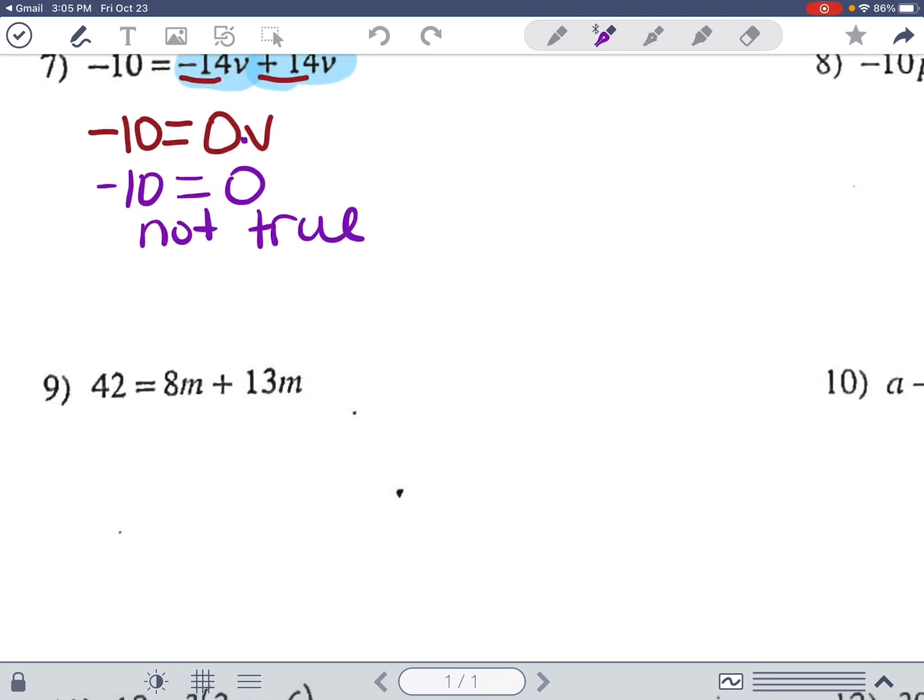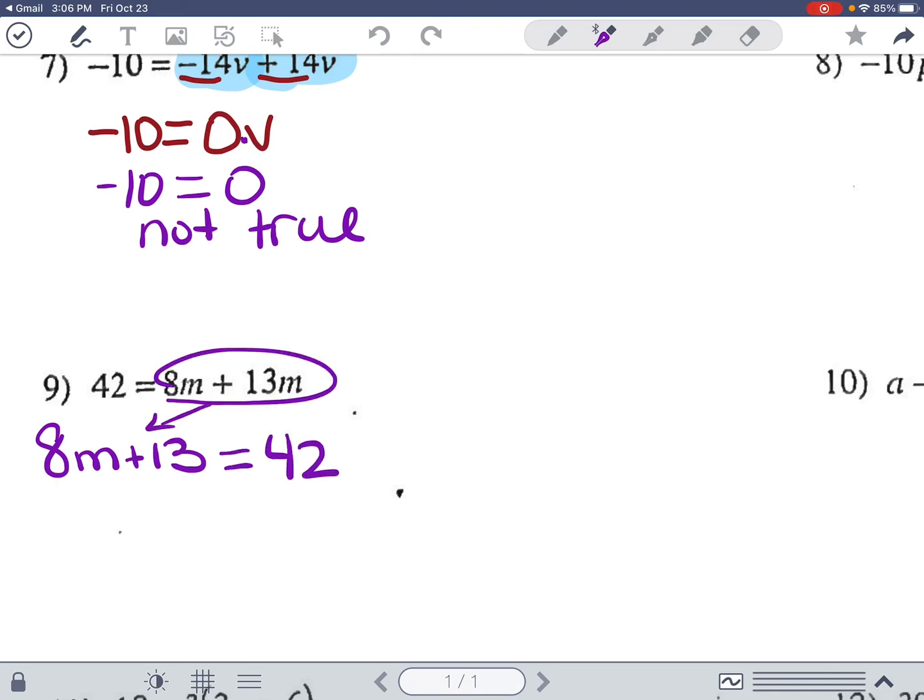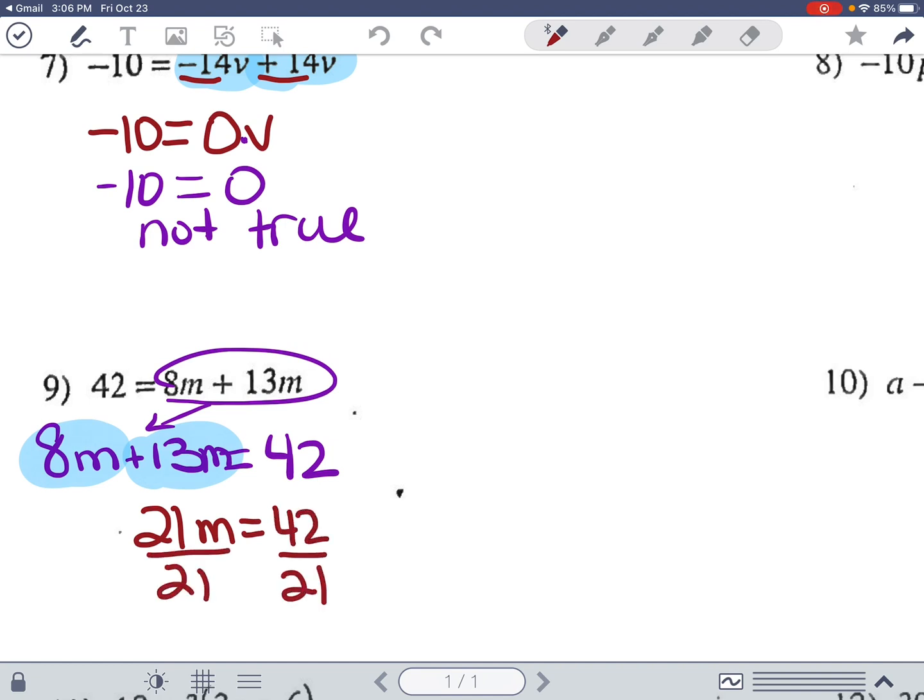Number 9, on the right-hand side, I'm going to rewrite this so my variable is on the left-hand side. So I'm going to do 8m plus 13m. Take this, take that, put it over here, equals 42. Then I'm going to combine my 8m and my 13m. It's a big plus sign. They're like terms, so I can put them together for 21m equals 42. Divide by 21. So m equals 2.